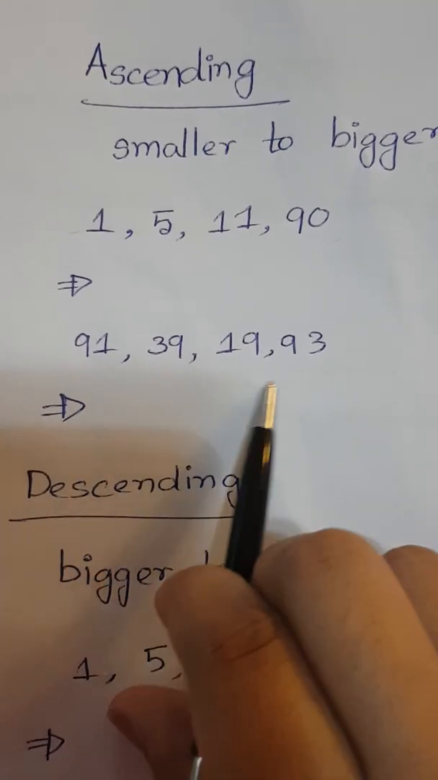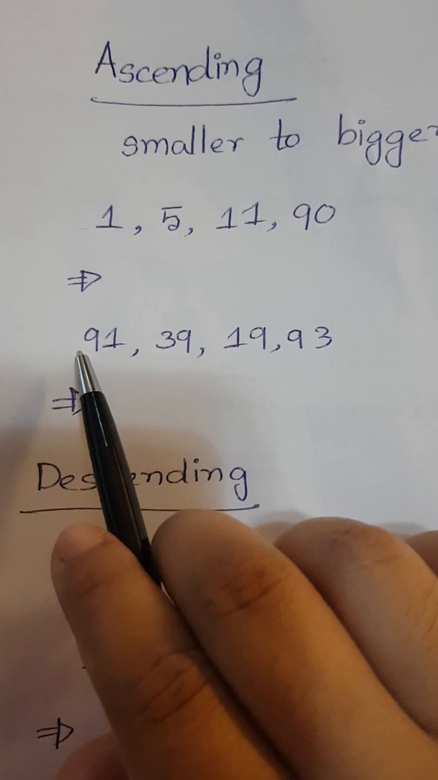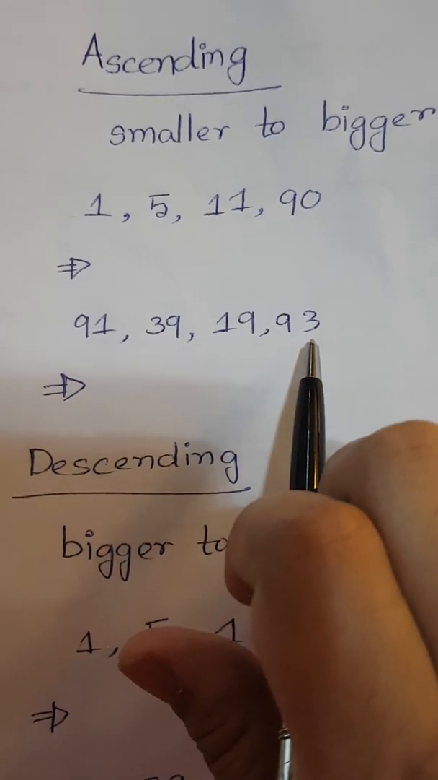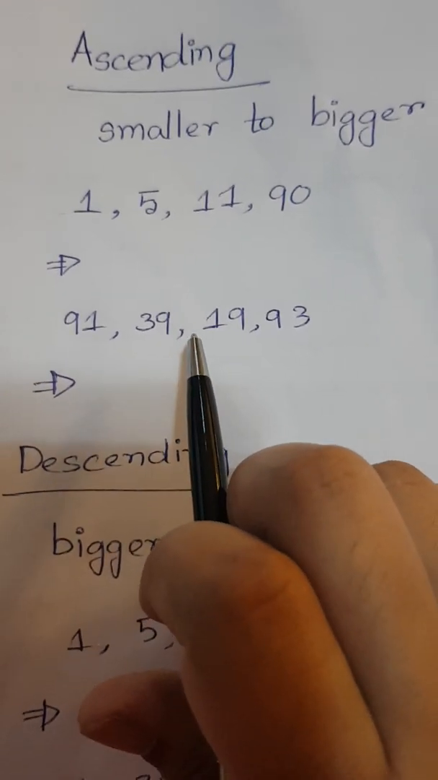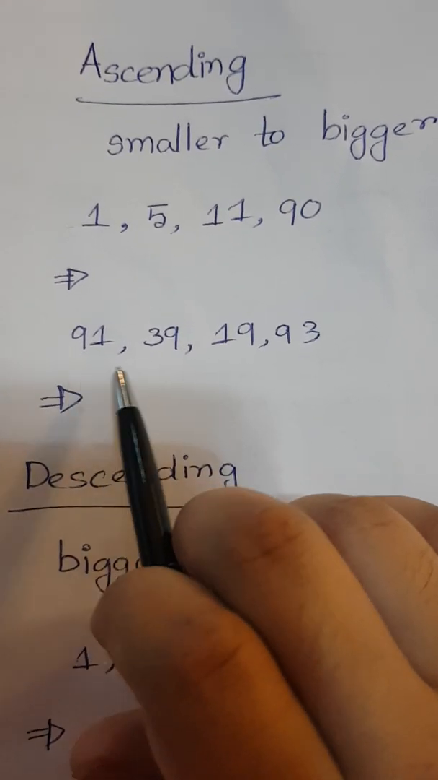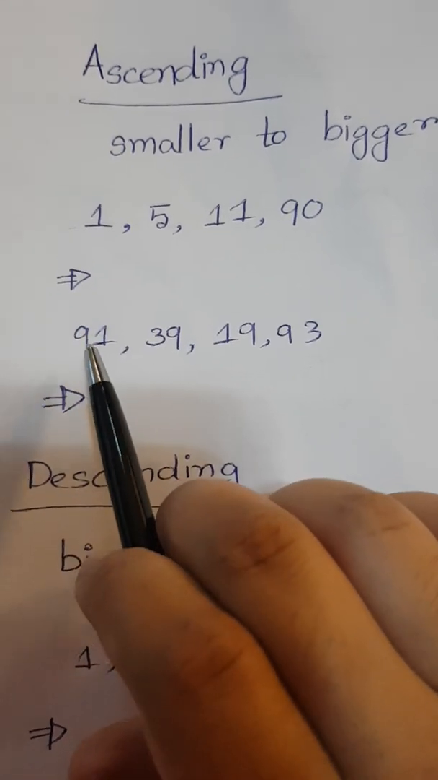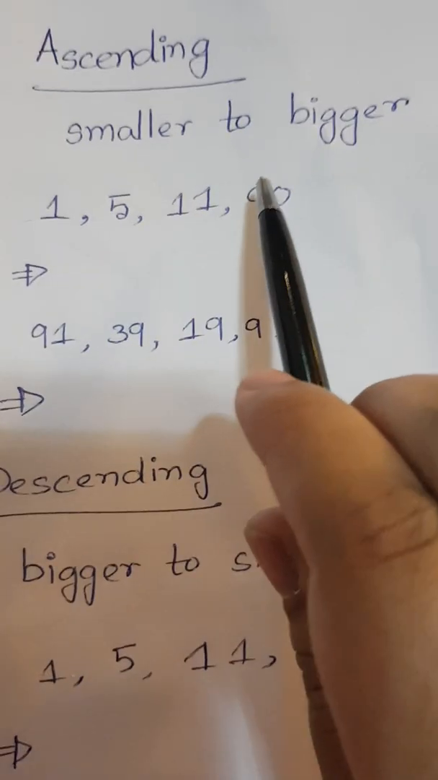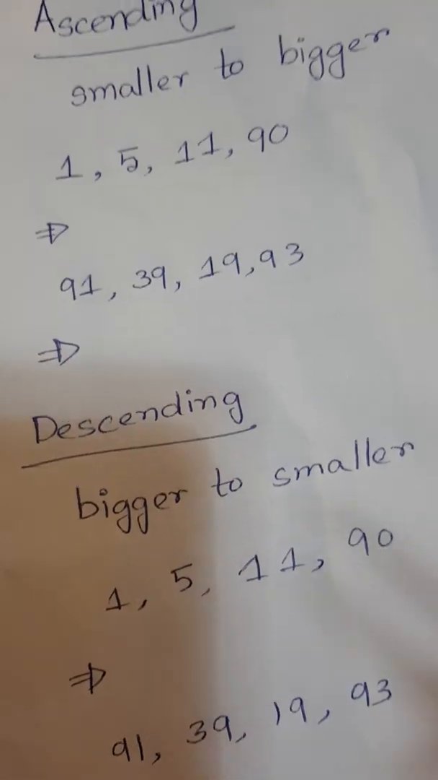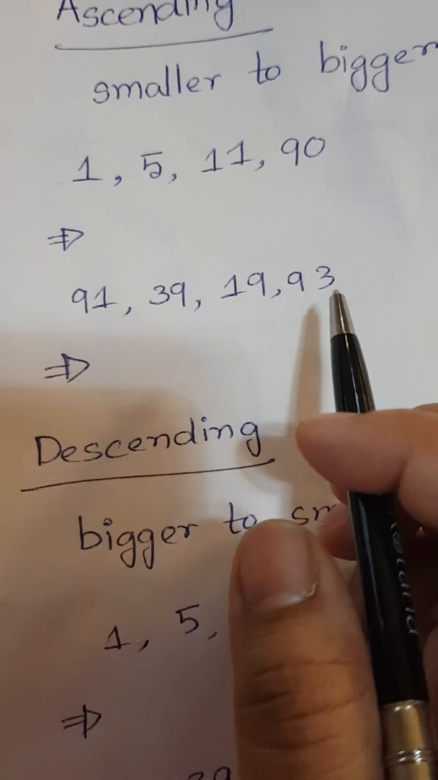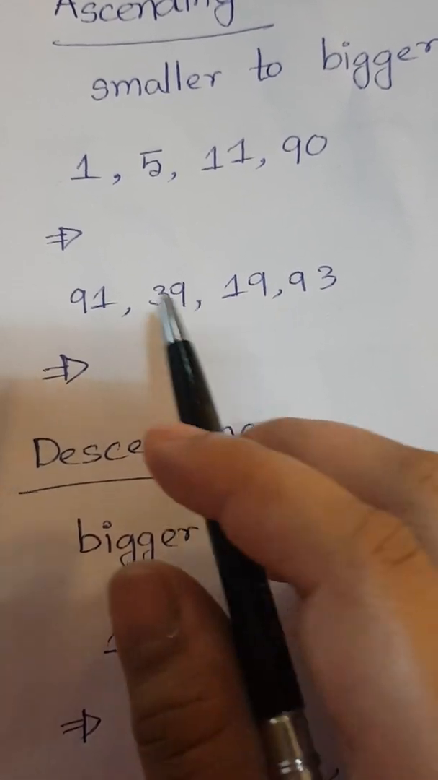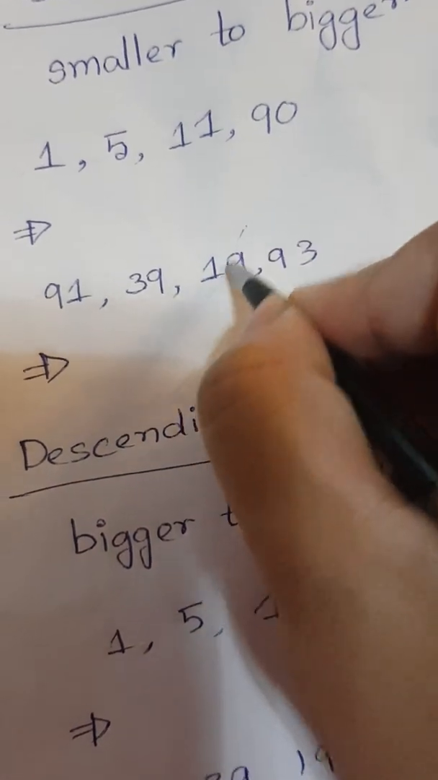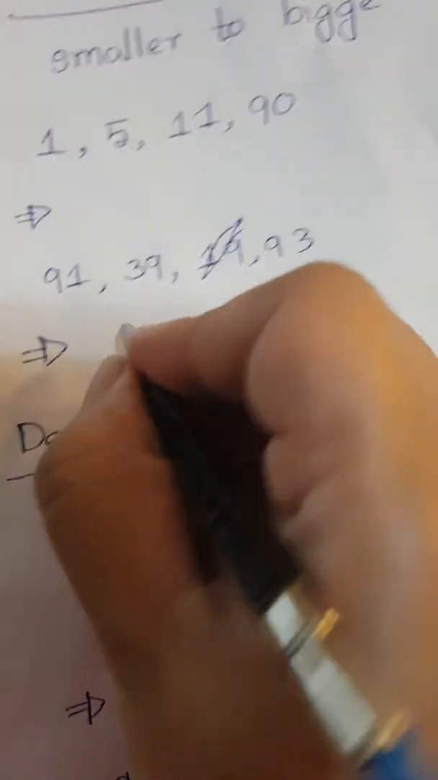Suppose here is a number sequence. The first number is 91, then 39, then 19, 93. Now if I ask you to arrange these numbers in ascending order, ascending means what? Smaller to bigger. So what will you do? First you will find out the smallest number here. Which one is the smallest number here? 19. So cut 19 and write it here.